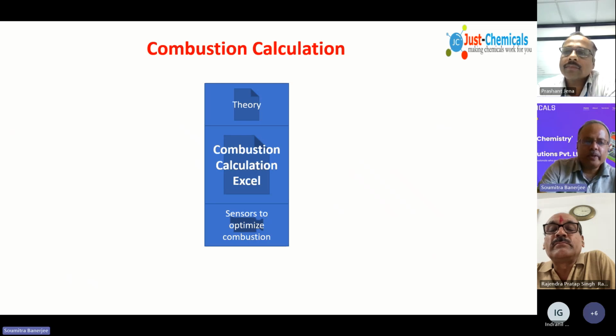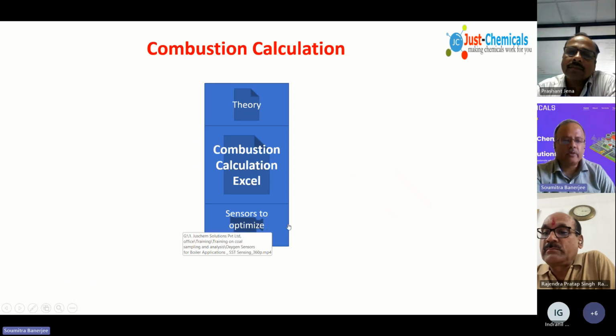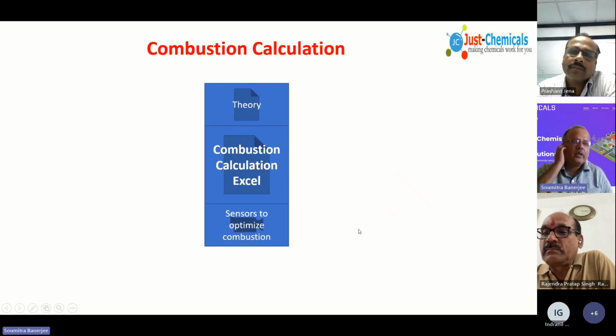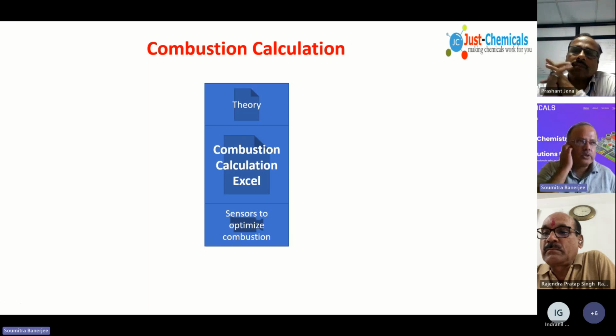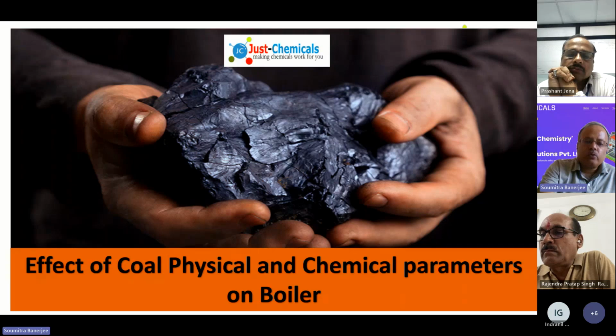There are sensors to optimize combustion. I think you all know that there are oxygen sensors available. You may already have them in your boilers, oxygen sensors at the economizer inlet or outlet, and that helps you do the combustion properly. Now we'll go to the coal physical and chemical parameters, and their effect on the boiler.